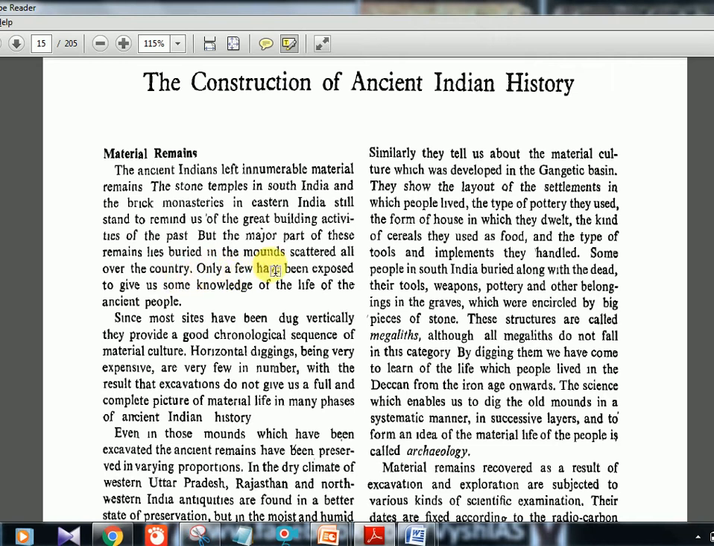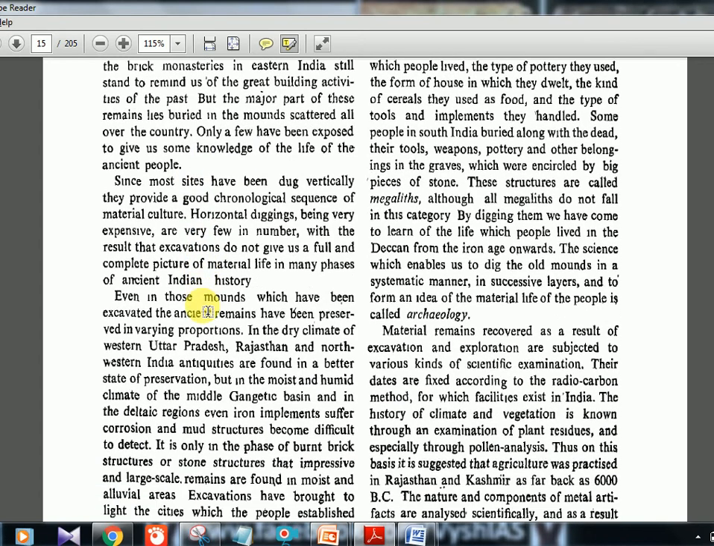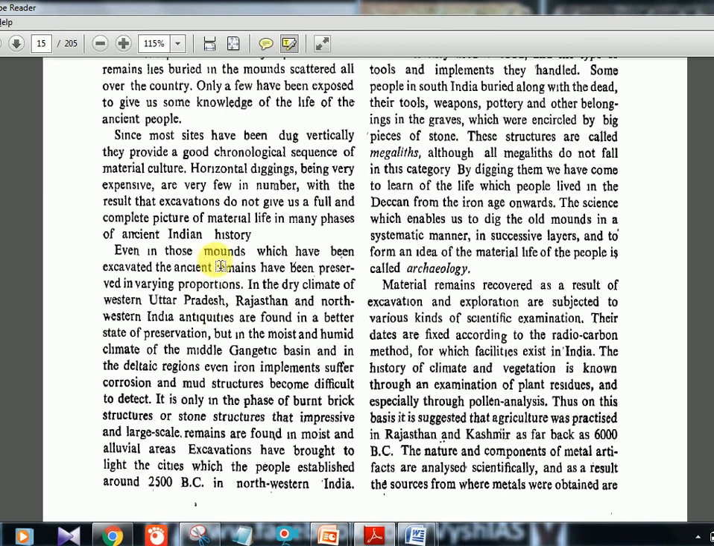Okay, mounds is something like a pile of mud kind of thing, or you can say an elevated land. Okay, so only a few have been exposed to give us some knowledge of the life of the ancient people. Since most sites have been dug vertically, they provide a good chronological sequence of material culture. Horizontal diggings being very expensive are very few in number, with the result that excavations do not give us a full and complete picture of material life in many phases of ancient Indian history.